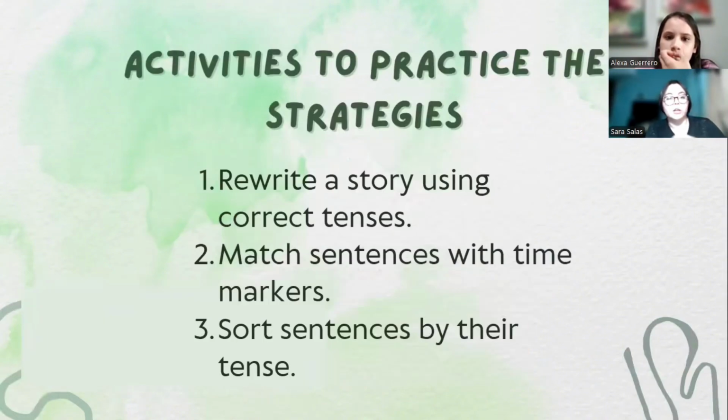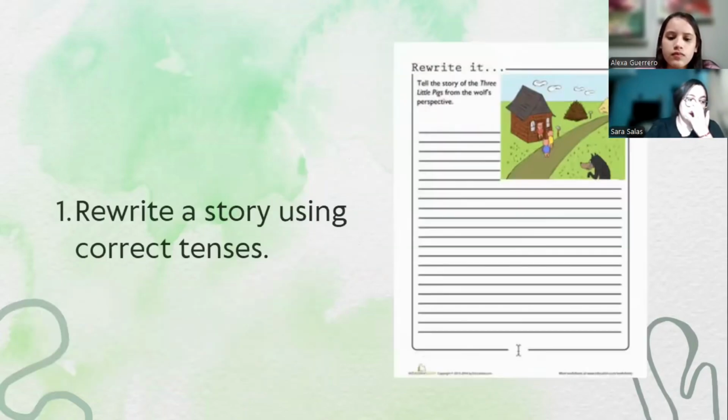Now, I'm going to talk a little bit about the activities to practice the strategies. Well, number one is to write a story using correct tenses. For example, improve accuracy in verb tenses within a narrative. In this case, I will divide students into small groups, maybe 3 to 5 members, and I'm going to give each group a short story with incorrect or mixed tenses.